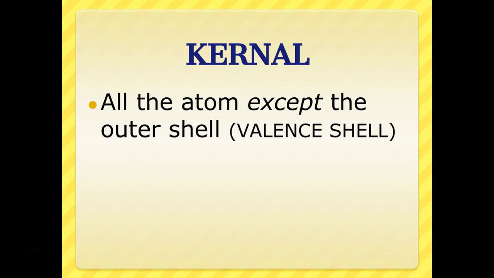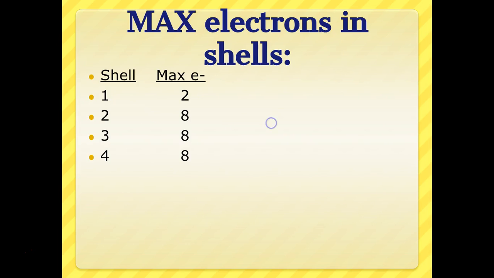Another term that you need to know is the kernel. This is everything in the atom except for that outer shell, or the valence shell. The kernel includes the protons and the neutrons in the nucleus, and all of the shells up to the last one.